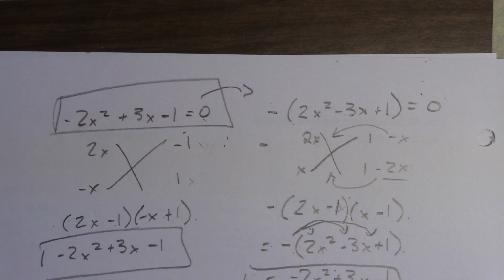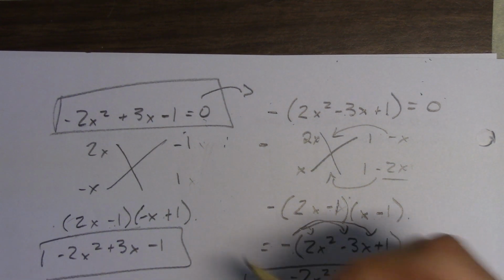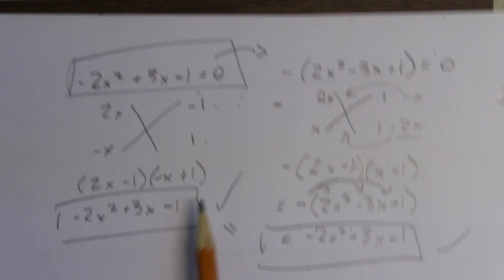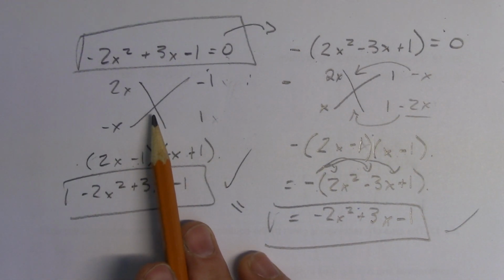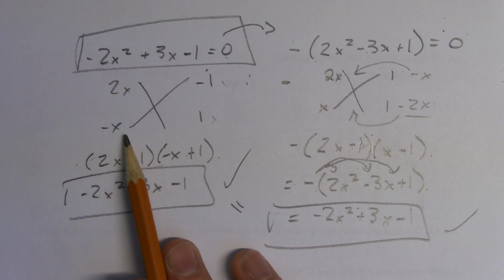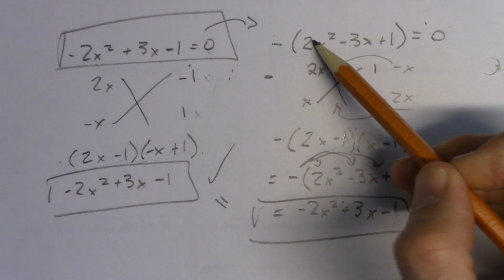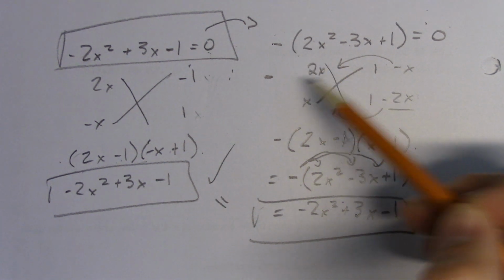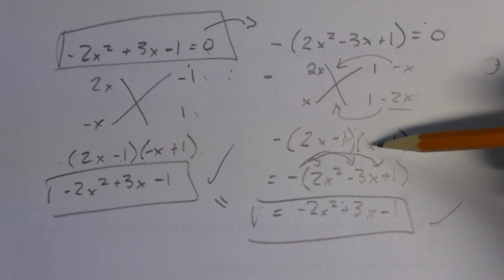Now, same answer. I like this one better, personally, Lucas's way. He just dealt with the negative sign as he saw it. This way was one extra step. I divided the negative sign out. But if it means getting the right answer and taking that one extra step, you can do it this way.